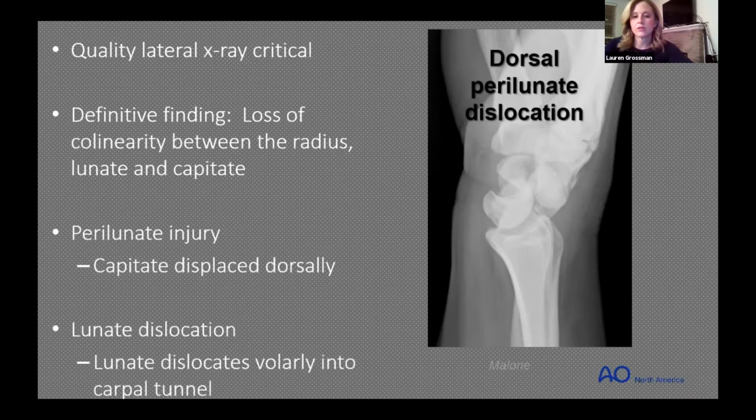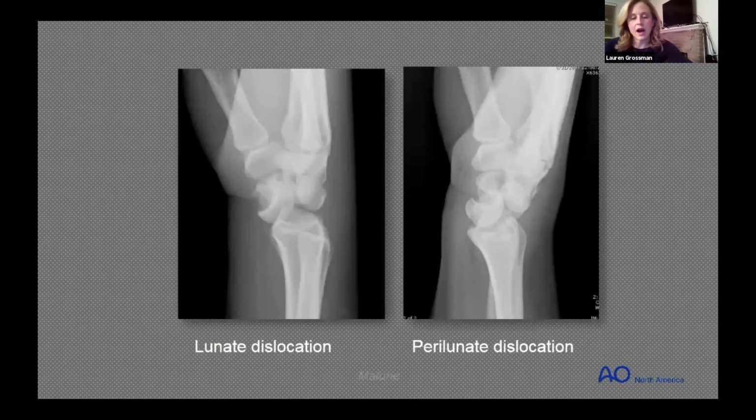And then there's a lunate dislocation, which is really stage 4, where your lunate dislocates volarly into the carpal tunnel. And we see here the same. On the right side, you have a perilunate dislocation. The capitate and the rest of the carpus is dorsally dislocated from the lunate and the radius. And we have here on the left-hand side, a lunate dislocation. So the capitate and everything else is lined up with your radius, but the lunate itself is just volarly displaced. And this is also known as a spilled teacup sign. So hopefully all these things can help you with your diagnosing of everything.